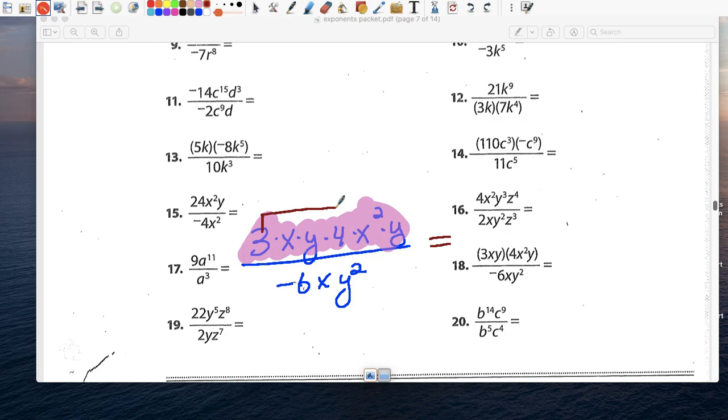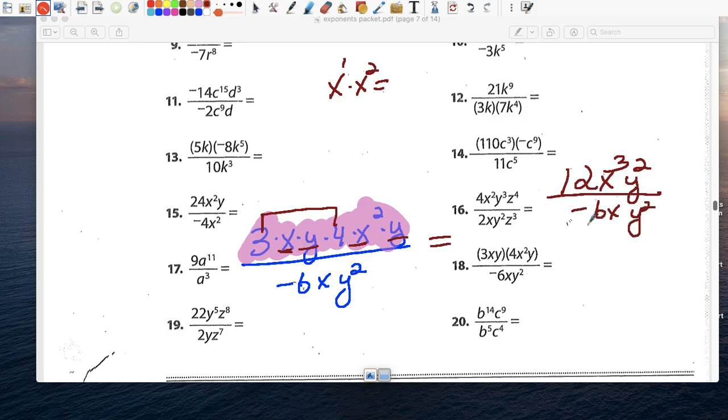So I can multiply the 3 and the 4, and I can get 12. This x over here and this x squared, so remember we're multiplying, so we get x cubed. We add the exponents. And then we have a y times y, and then y squared. Over negative 6x y squared. Right? It's a little bit better looking at that, I guess.